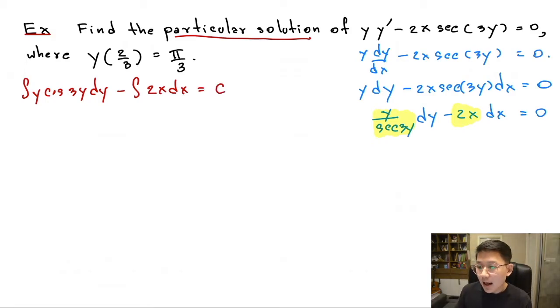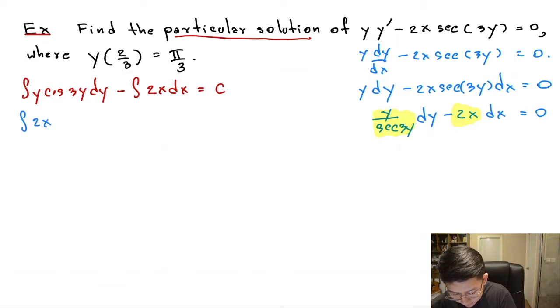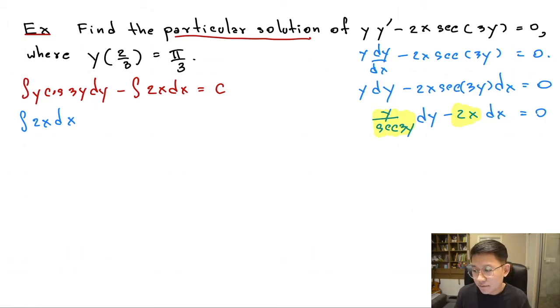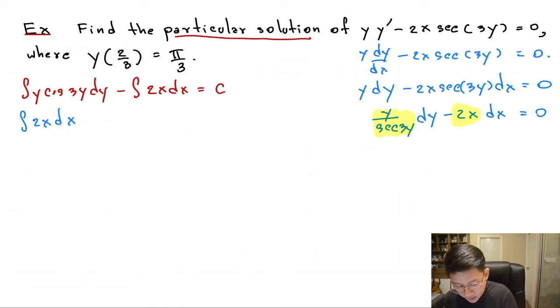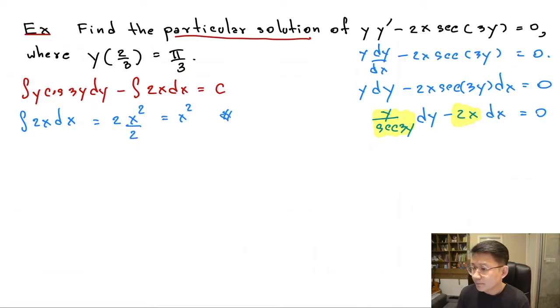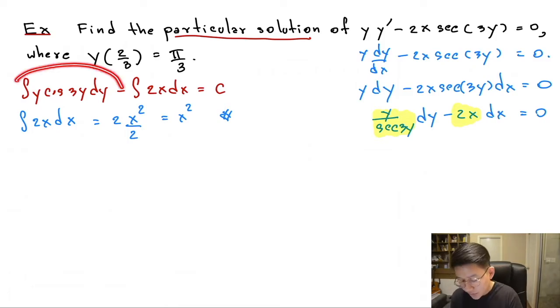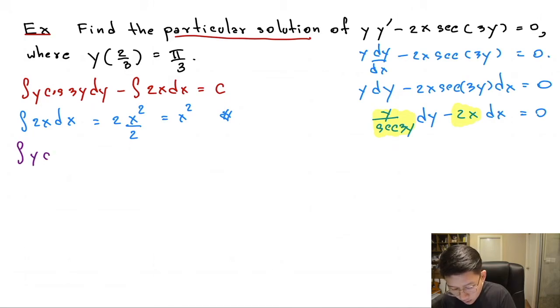Make sense? And then I'll look at this integration first, which is the integration of 2x dx, and this is pretty easy to integrate. This one is actually 2x squared divided by 2, which is x squared. That's it. So we are left with this integration: we need to integrate y cos 3y dy.